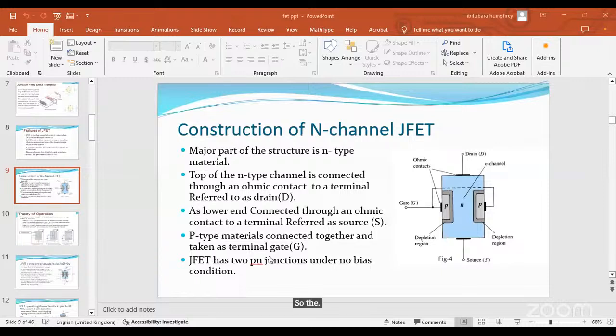So the P-type on both sides of the diagram there, you see, are connected internally using an ohmic contact. So what affects the P-type on the left also affects the P-type on the right. So both of them are affected at the same rate.